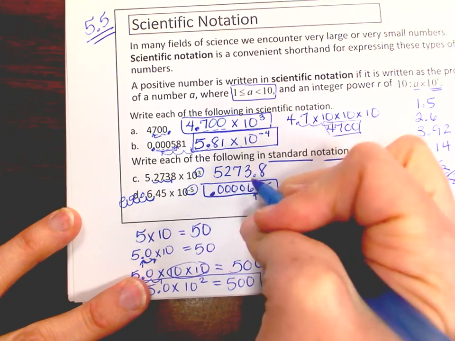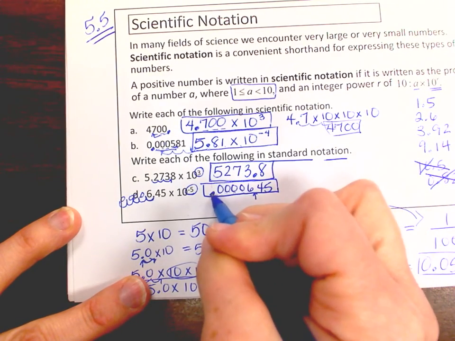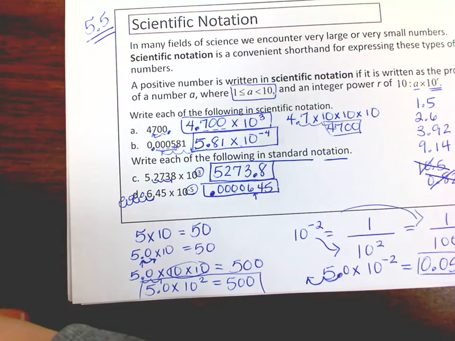0.000645, and remember, make sure you can see your decimal. When you move that decimal and you add those zeros to the front, you have to place your decimal where you can see it. So that's scientific notation.